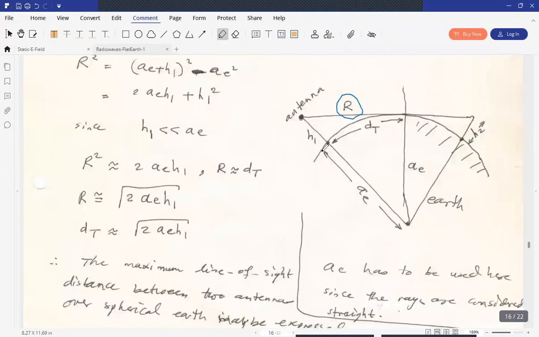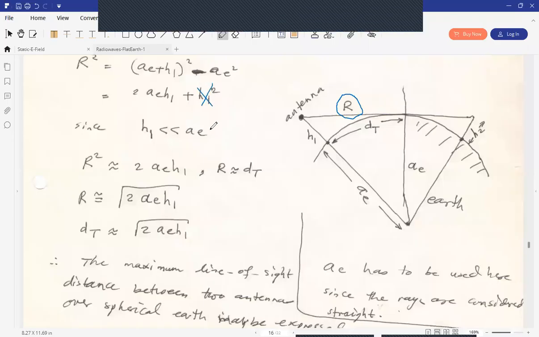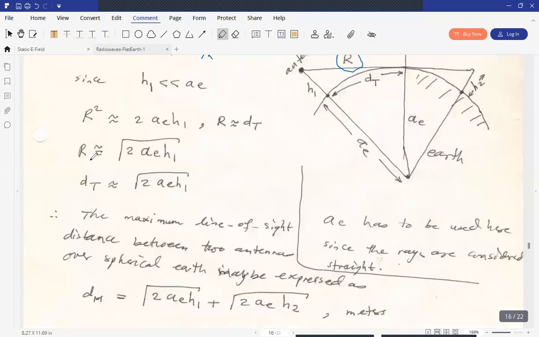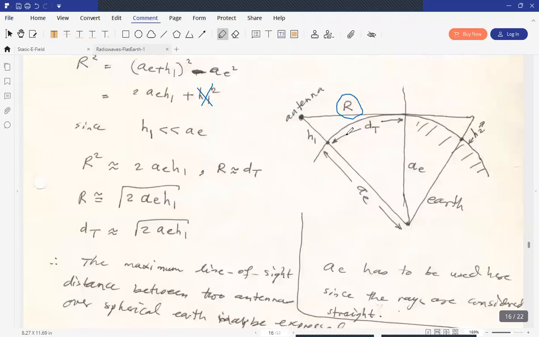And since h1, the height of the antenna, is much less than the radius of the earth, we can cancel h1 squared. And r squared is equal to twice ae h. And r is the square root of this. This r is called dt, the maximum distance. Beyond that, the receiver, if it is on the earth, will not see the transmitter.